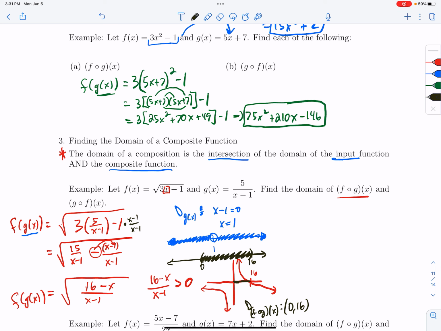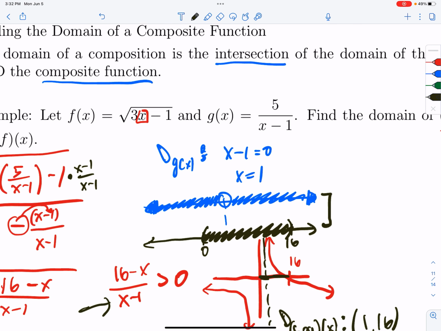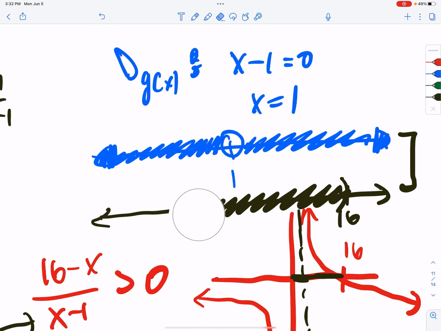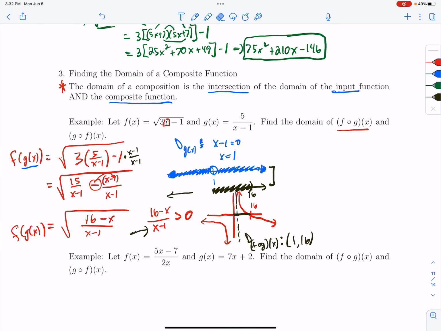Okay, so if I look at these two number lines together, where do they overlap? Well, oh, I made a slight mistake here. This domain from that graph doesn't go to 0. It goes to 1. So this is 1 to 16. So there's a vertical asymptote right here at 1. And that makes sense because in here I can't input 1, and anything less than 1 is going to give me a negative value. So let me see if I can clean this up a little. So I should have 1 right here.